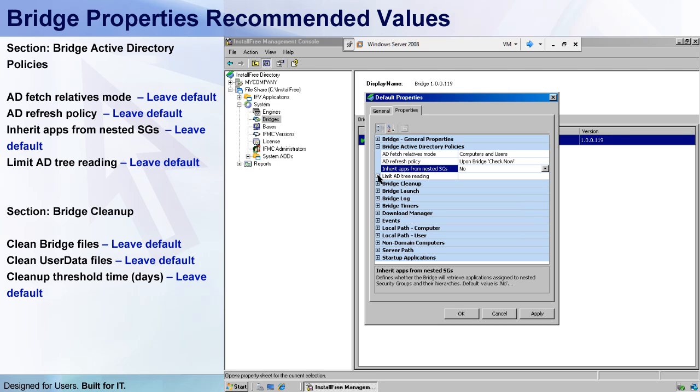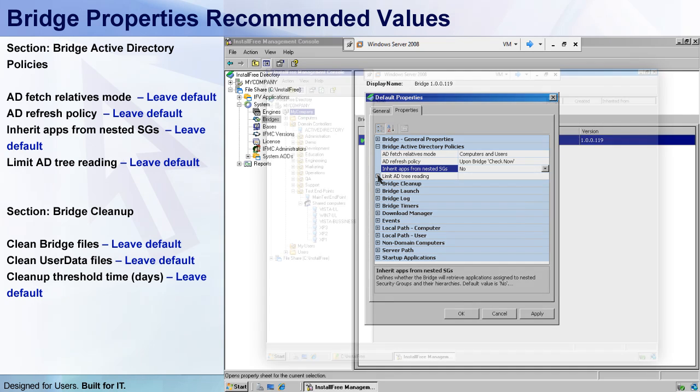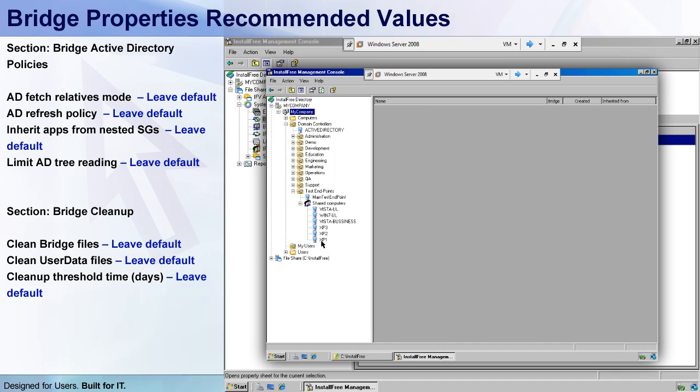Next, we have the Limit Active Directory Reading section, and this variable has to do with the way the bridge reads the AD tree. In principle, the AD tree is read from bottom up, so it starts with the lowest level possible and climbs up the tree up to its root. And what this variable allows you to do is to make sure that the bridge will read up to a certain point and won't go further up the tree.